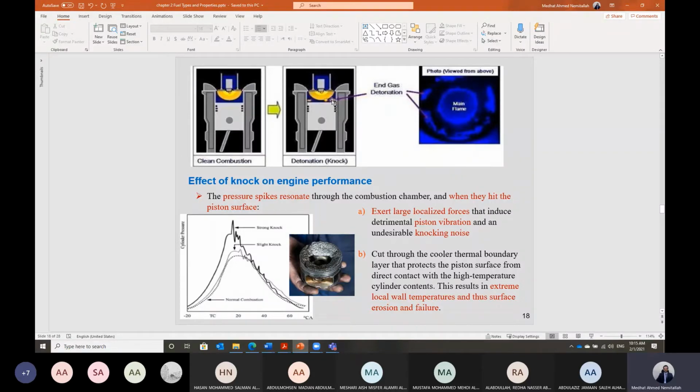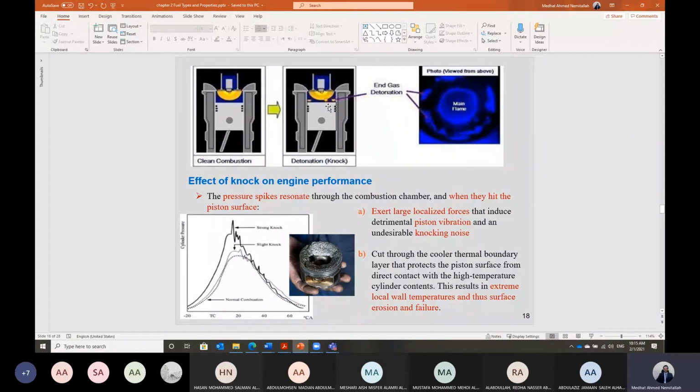And it will cause a pressure wave that will transfer to the end gases, and it will raise their pressure. So the pressure will be raised, which means the temperature will be raised. If the fuel is not resisting self-ignition, it will self-ignite at the end gases, the gases close to the cylinder wall, the gases far away from the spark plug.